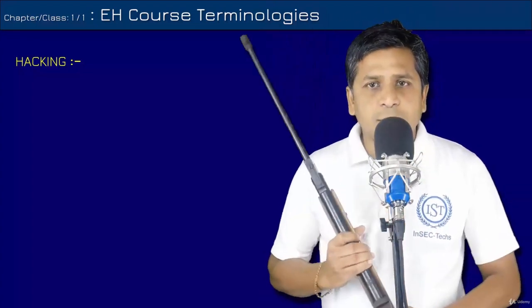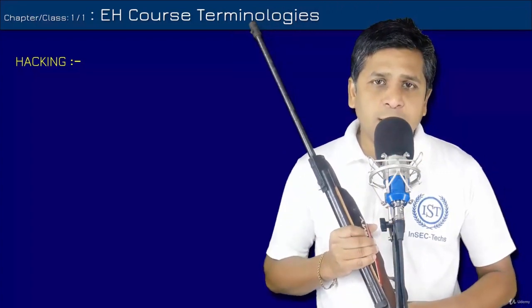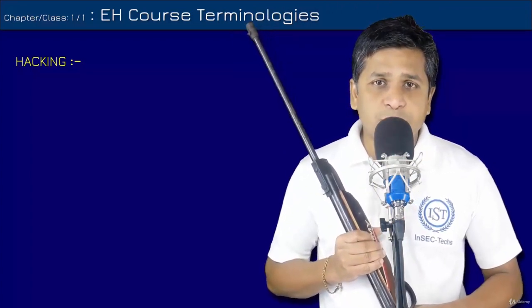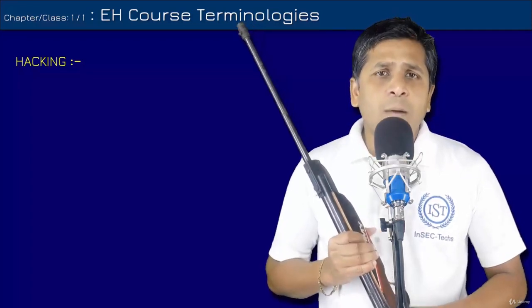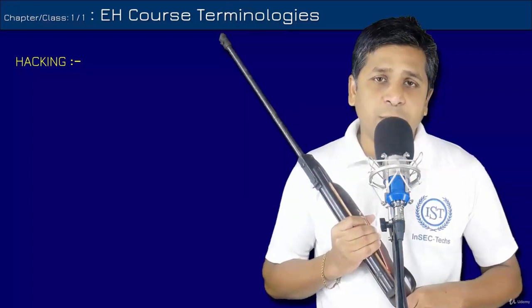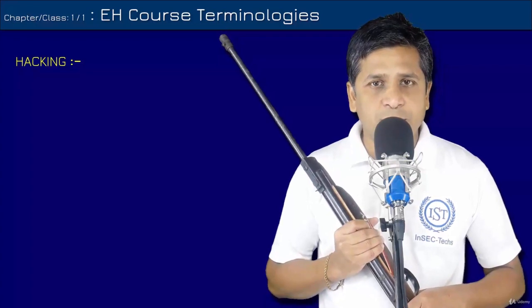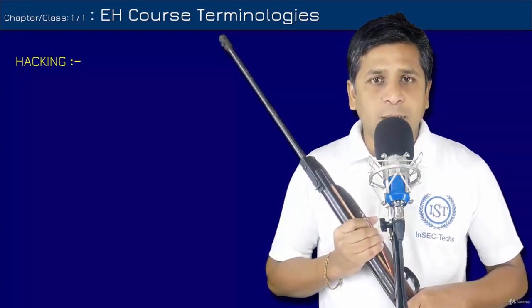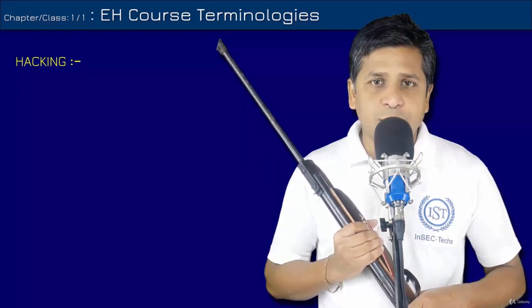I have this gun. I have the ability to shoot my target. If I use the gun for offensive purposes, I would be a criminal and I would be put behind the bars. But what if the same gun I use for defensive purposes, like if I'm a policeman or if I'm in the military, then I'm called a security person and I'm using this gun for defensive purposes.